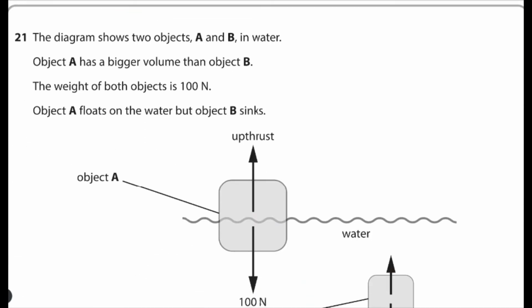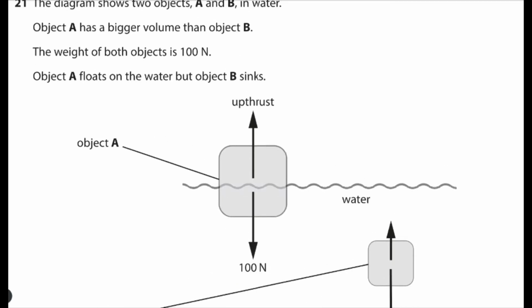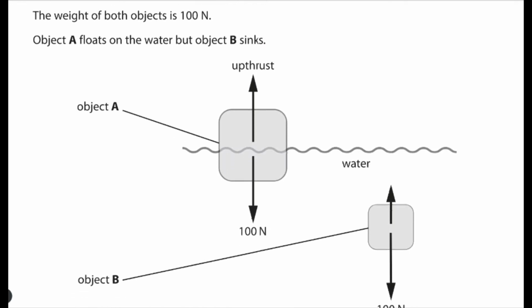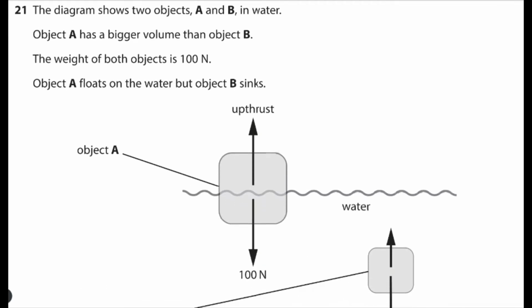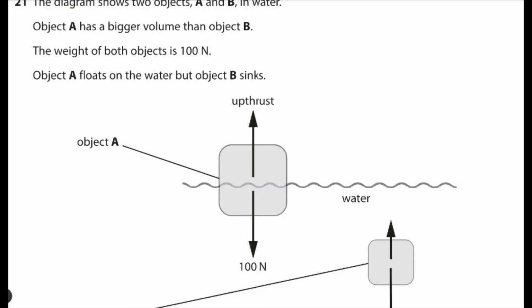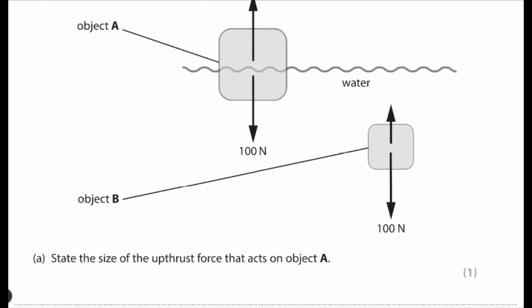Next question, 21. The diagram shows two objects A and B in water. Object A has a bigger volume than object B. The weight of both objects is 100 newtons. Object A floats on the water, but object B sinks. You can see that the size is a little bit different between these two. So they are saying object A has a bigger volume than object B.